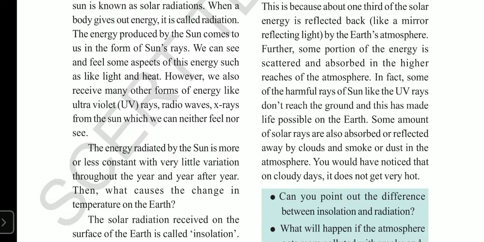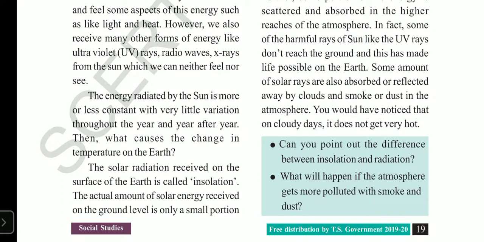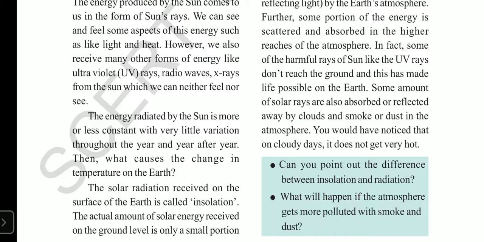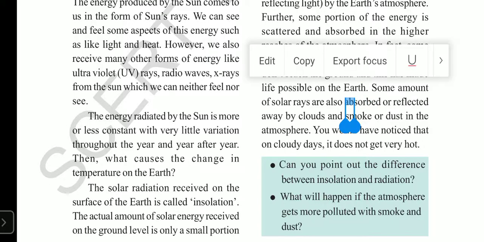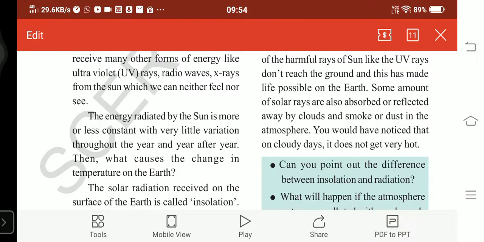So this energy radiated by the sun is called solar radiation, and it is more or less constant with little variation throughout the year. We may find that in the winter season it is some 16 degrees centigrade or 18 degrees centigrade. When it comes to summer season, it becomes 40, right? Or 45. Understand? So some variation is there in the energy received by the earth, what I'm saying. There is no variation in the solar radiation. Solar radiation is constant, right? But in the radiation that the earth receives, a little variation is there, throughout the year and year after year, but it is found to be constant.